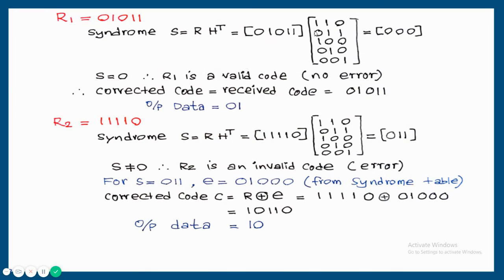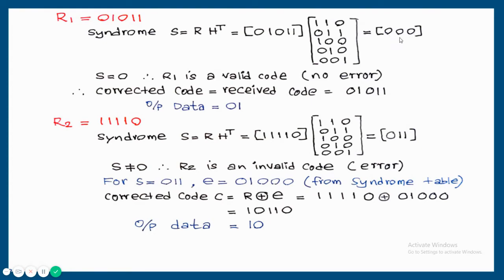Second bit is 1, so second row XOR fourth and fifth bits are 1. So fourth row and fifth row. Second row plus fourth row plus fifth row. Answer is 0 plus 0 plus 0, 0. 1 plus 1 plus 0, 0. 1 plus 0 plus 1, 0. So the syndrome is equal to 0, 0, 0.